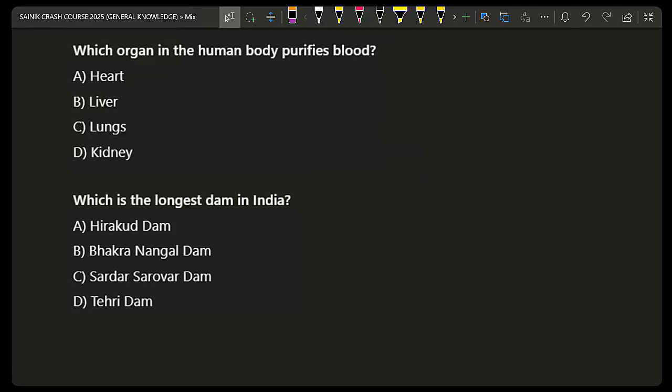Time up. Two students said Sardar Sarovar Dam, wrong answer. Three students said Tehri Dam, wrong answer. The majority of the class gave the wrong answer, Bhakra Nangal Dam. Six students gave the correct answer, that is Hirakund Dam. Hirakund Dam is located in Odisha. It is the longest in India, stretching 25.8 kilometers. Next question.